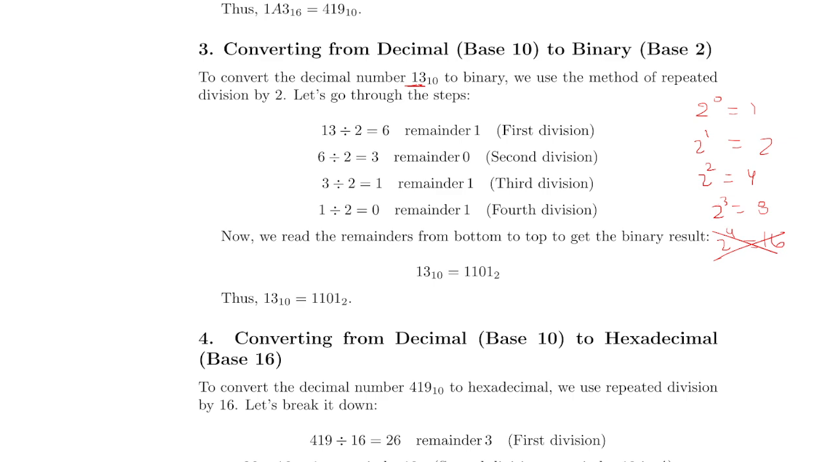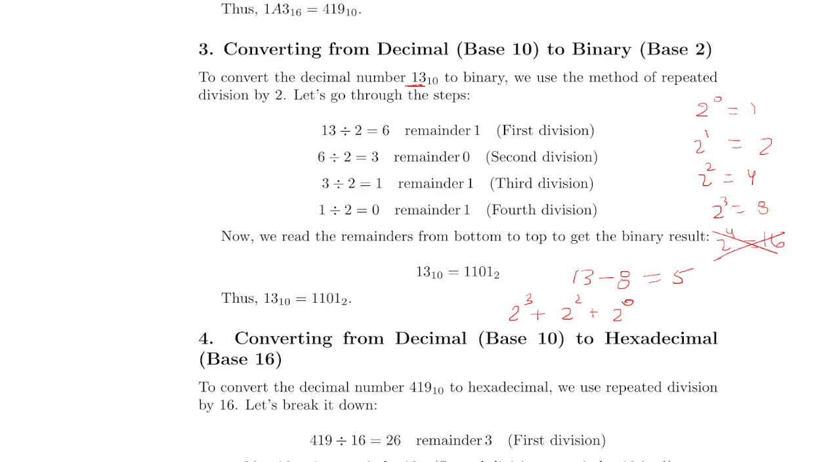Then we subtract it from 13. So we have 13 minus 8, which is 5. Now we say, what's the biggest power of 2 that goes into 5? That's going to be the 4. So that's 2 cubed plus 2 squared. And that gives us a remainder of 1. So 1 is going to be 2 to the 0.